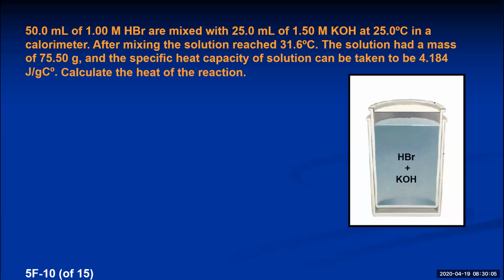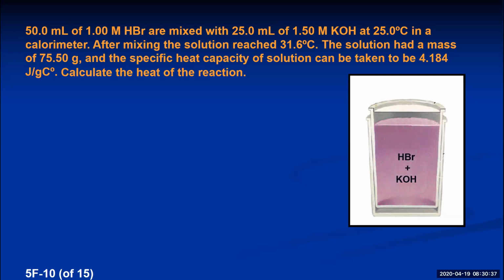So what's happening in this example is we're taking essentially 75 milliliters of water. It's the 50 milliliters of the HBr solution and the 25 milliliters of the KOH solution. We have 75 milliliters of water essentially in the calorimeter, and the reactants dissolved in that water, the HBr and the KOH. And because the temperature is going from 25 degrees up to 31.6, the temperature is going up, that means this reaction must be releasing heat. And that heat is absorbed by the water around it.